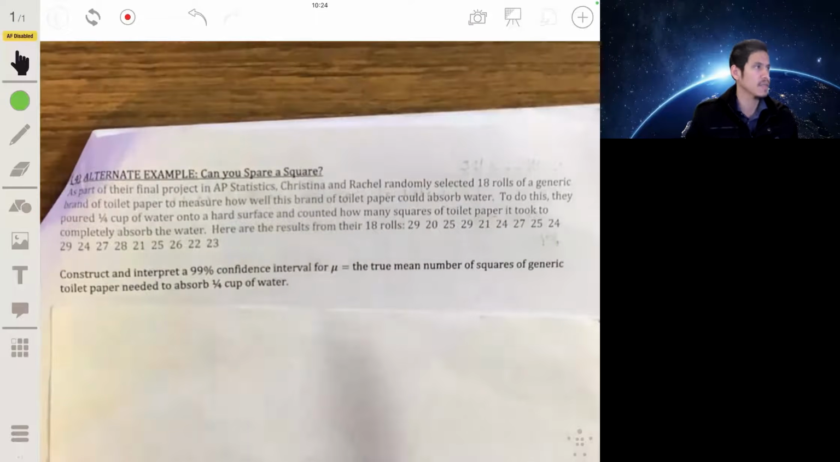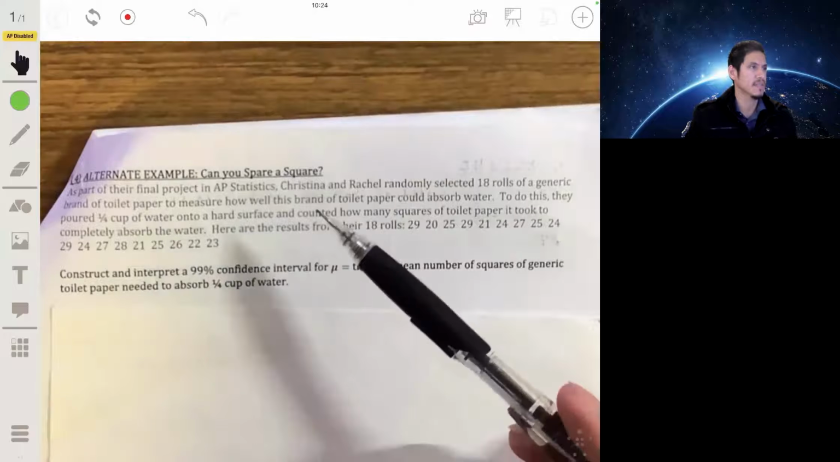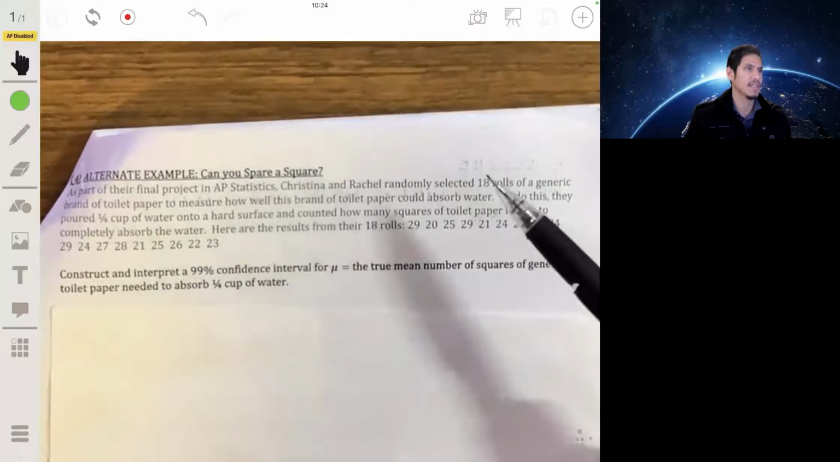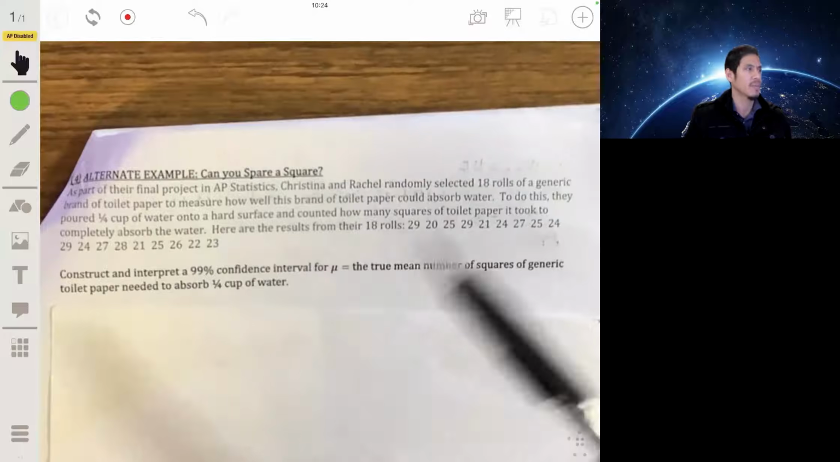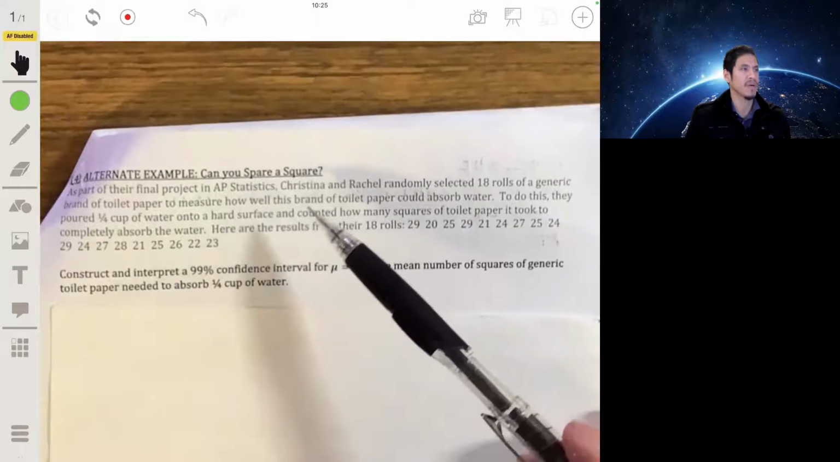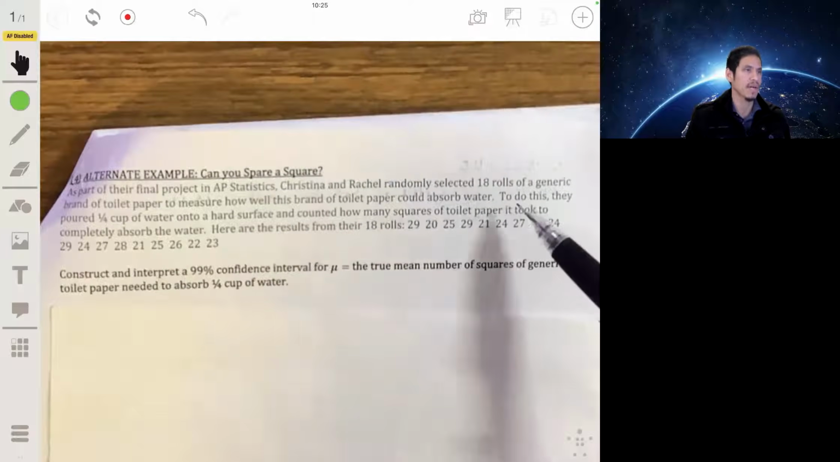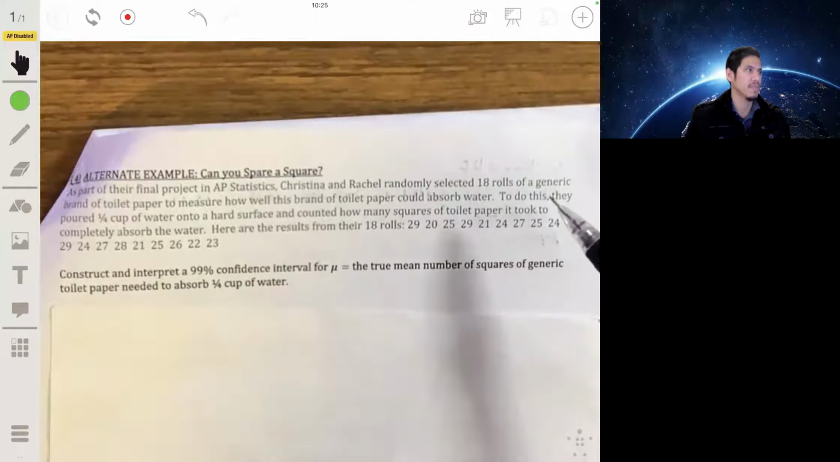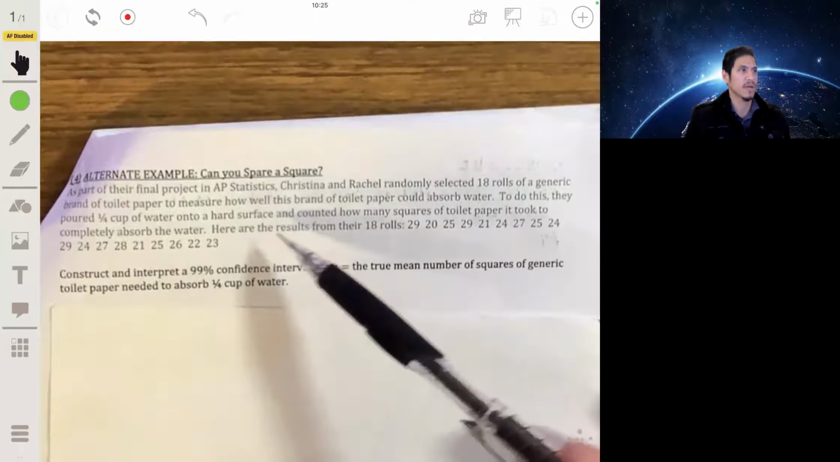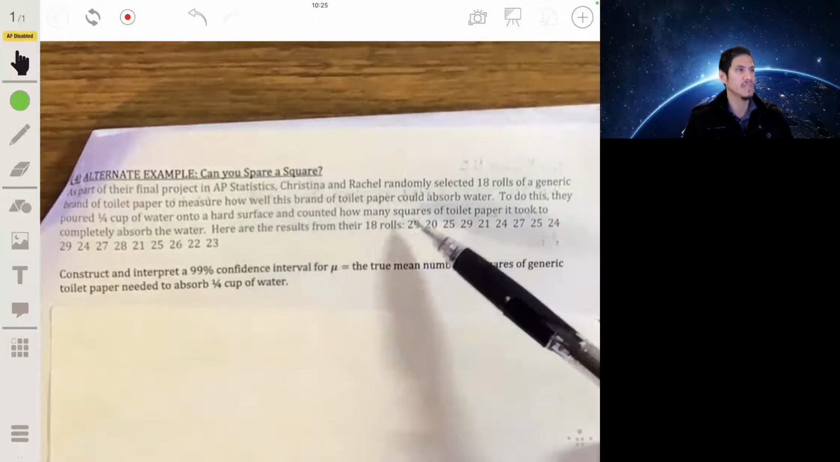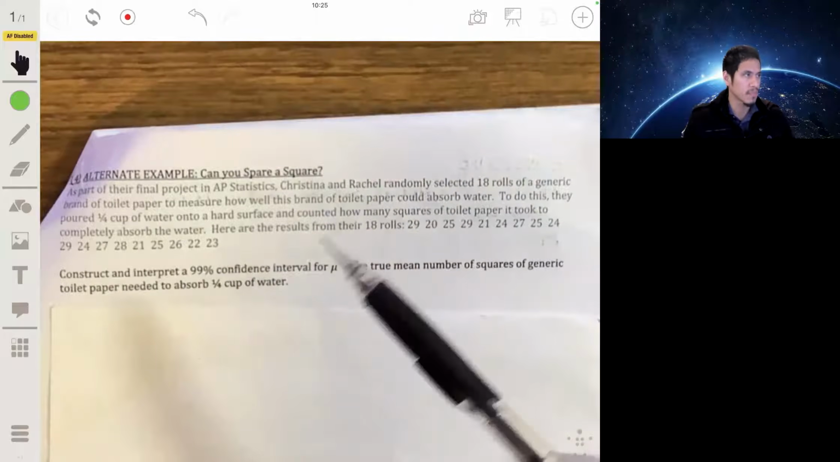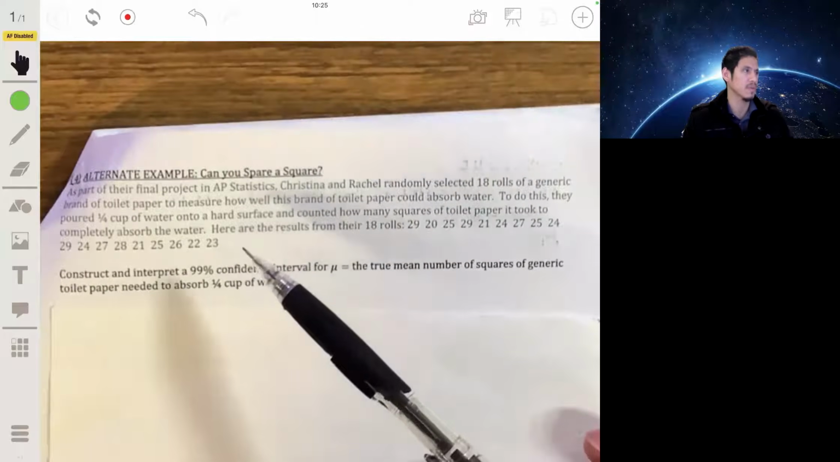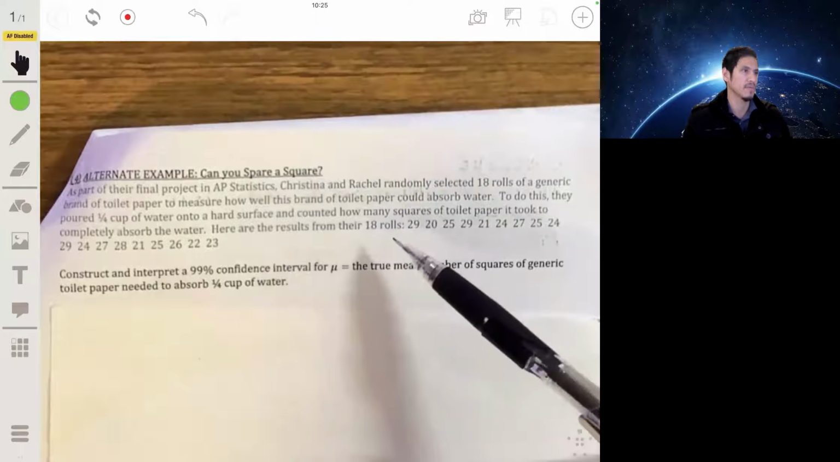Okay, so as part of their final project in AP Statistics, Christina and Rachel randomly selected 18 rolls of a generic brand of toilet paper to measure how well this brand of toilet paper could absorb water. To do this, they poured 1/4 cup of water onto a hard surface and counted how many squares of toilet paper it took to completely absorb the water. Here are the results from the 18 rolls.